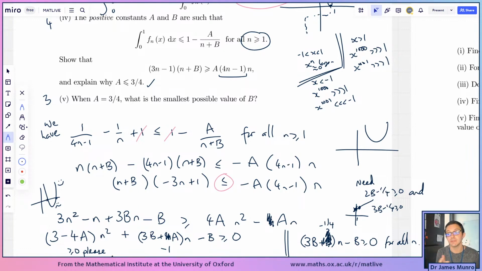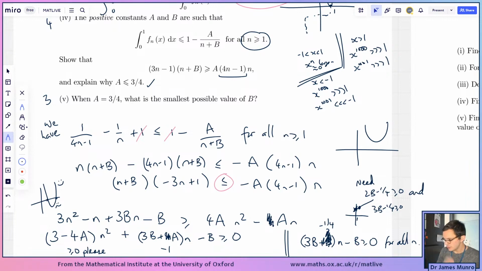If A is not equal to 3/4, we'd have to worry a lot about the minimum value of the quadratic. So we have this quadratic on the left, and if that first coefficient is negative, then it doesn't even have a minimum, it just goes down. But if that coefficient is bigger than or equal to 0, then this thing has a minimum, which we could find across the positive integers.